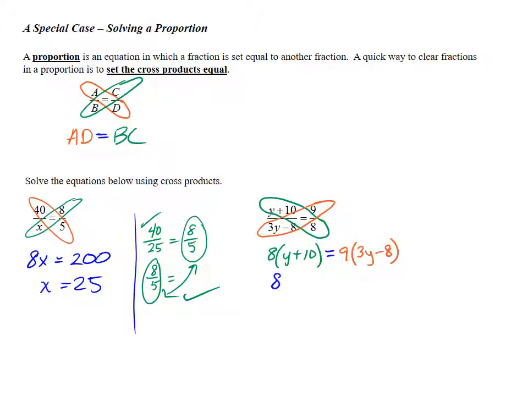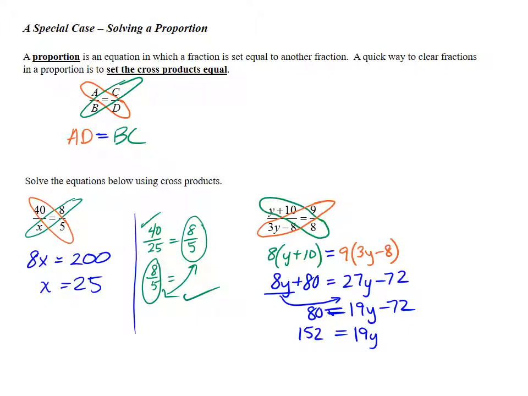So simplifying by distributing the 8, 8y plus 80, and the 9, 27y minus 72, we now have an equation without fractions. We can move the variables to one side, so I'm going to subtract 8y from both sides. So I'm going to get 19y minus 72 on the right side. Add the 72 to both sides. So I will get 152 equals 19y, and then divide both sides by 19. y is equal to 8. So here we have a solution.